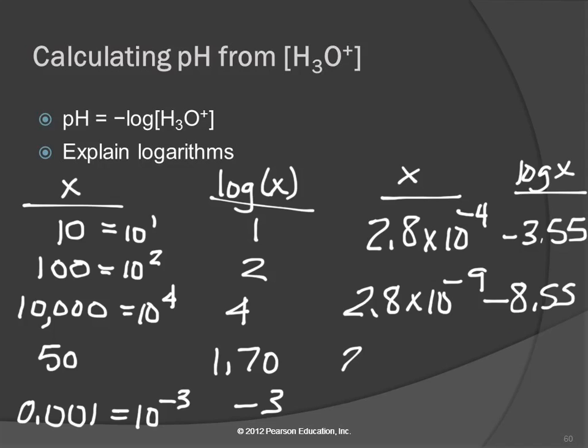If I wanted to do 2.8 times 10 to the minus 13, it's going to be minus 12.55. Because this number is one less than that number. This minus 12.55 is between minus 12 and minus 13, right? It's in between. And this is between 10 to the minus 12 and 10 to the minus 13.